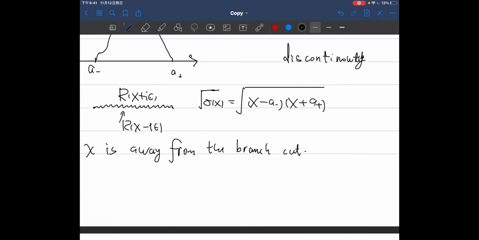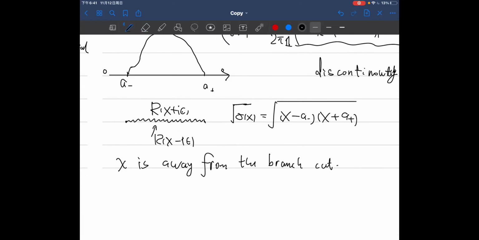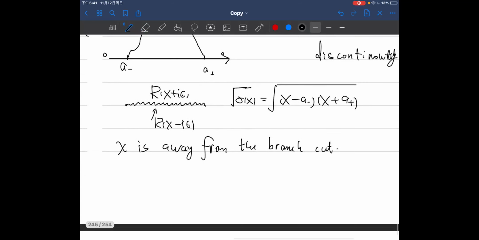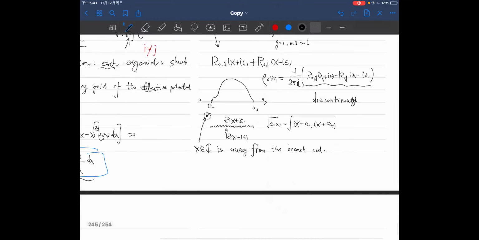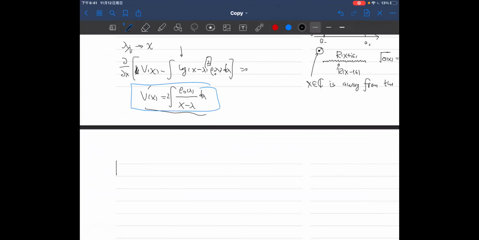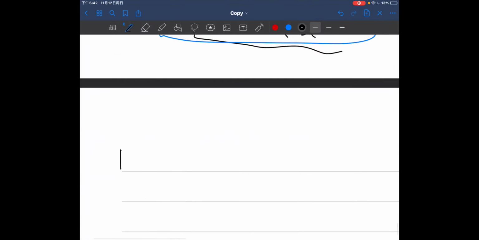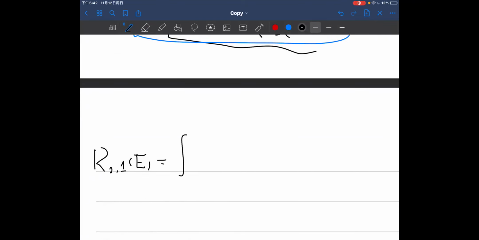We need to consider a special x. The x can be taken as a complex value. So x going to c will be here. Then we consider the residue series. It's quite easy to get. R_{0,1}, we just denote as e. Anyway, it's quite easy. Then we just integrate over a small circle around the point e and take the residue.